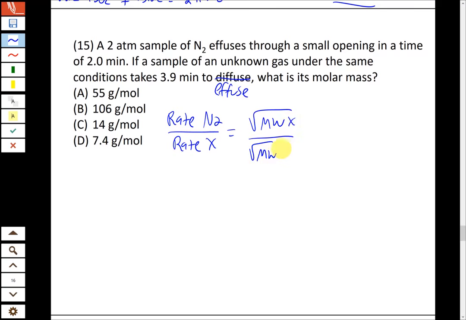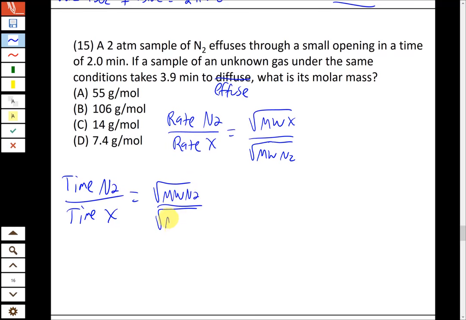But in this problem, we're not talking about how fast it effuses. We're talking about the amount of time that it takes to effuse. So basically, if something is effusing faster, it's going to take less time and vice versa. And so the form of the equation we use that involves the times, the time for nitrogen over the time for the unknown, is going to be directly related to the square root ratio of the molar mass. So we're talking about the time that it takes. We're going to have N2 over here on the top. So basically, we need to flip one side of the equation to get it to work in units of time. So we're looking for the unknown molar mass. So this down here is going to be our unknown. And now we just have to plug in the numbers and solve.